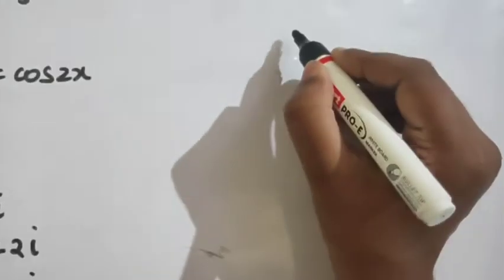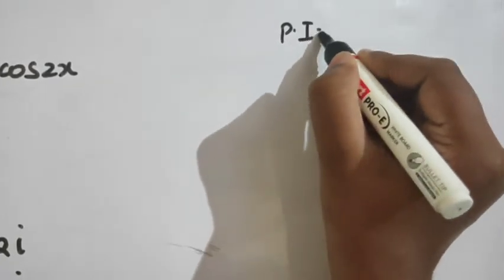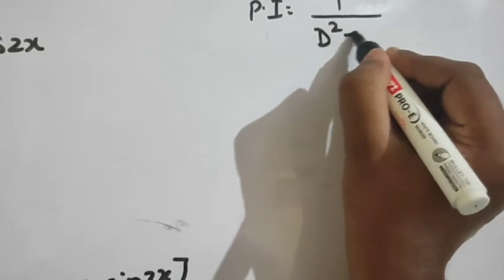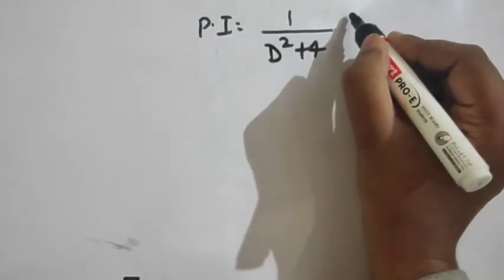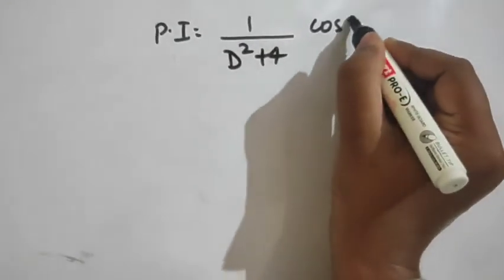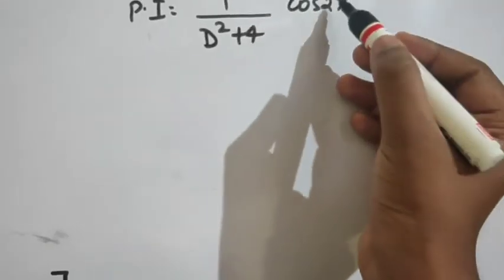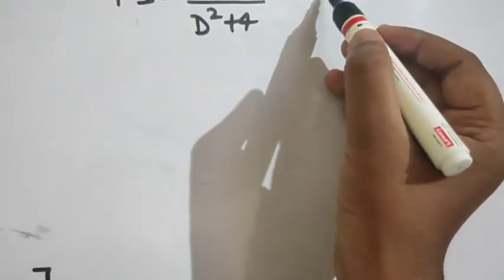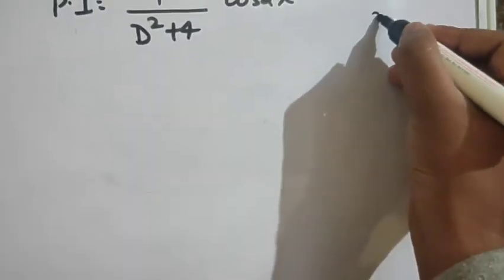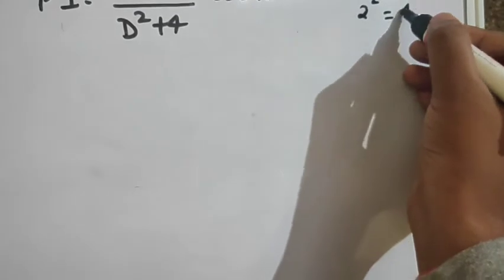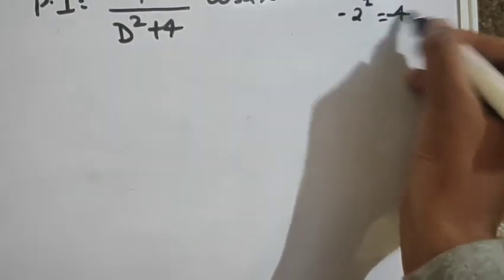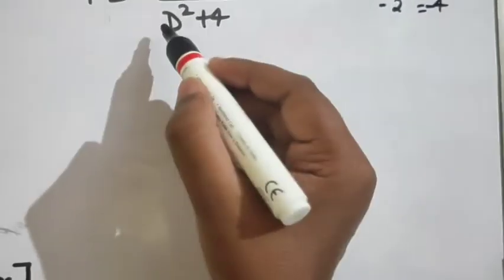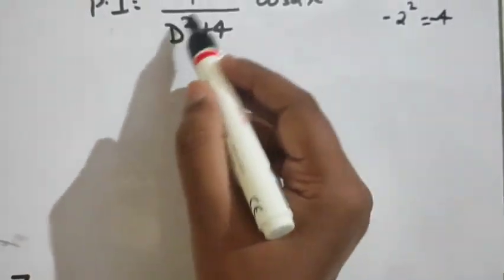So for the particular integral, you know what we will do. 1 upon f(D), which is D squared plus 4, will be operating on the RHS, which is cos 2x. Now here a is 2, so put 2 squared with a negative sign. If you square this, you get 4, and with the negative sign it is minus 4. If you put minus 4 here, the denominator is becoming 0.